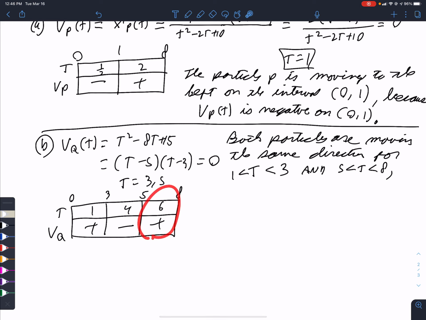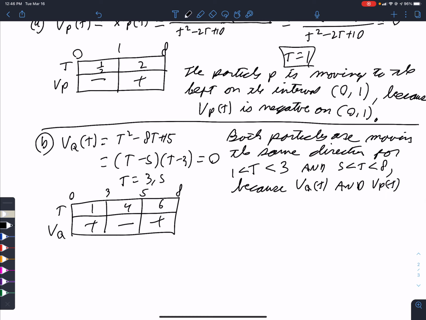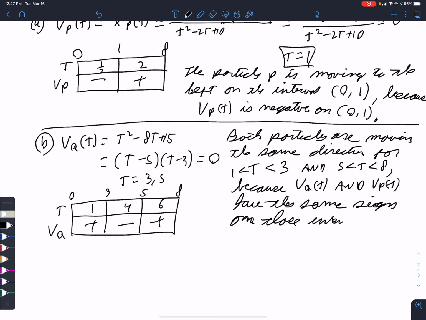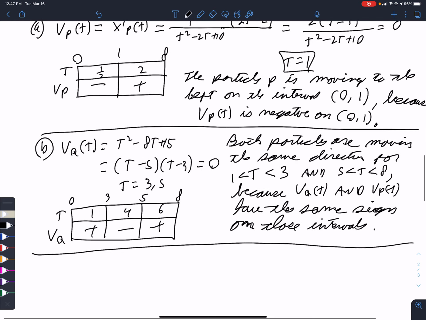Because 5 to 8 is positive, 5 to 8 is positive. Reason? Because VQ of t and VP of t have the same sign, the same sign, on those intervals. So you have to express that the velocities are both positive or the velocities are both negative on those regions. All right, so that's part B. Kind of tedious, not difficult, but tedious.